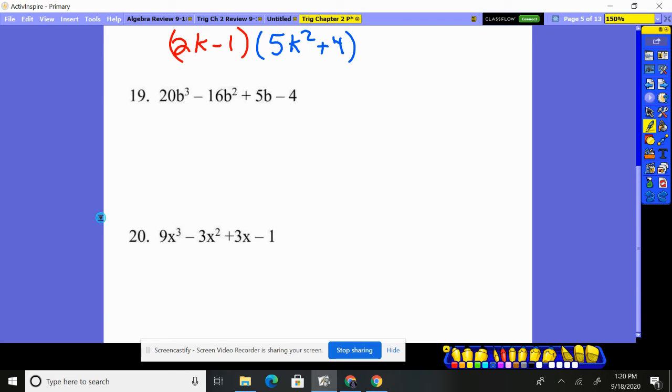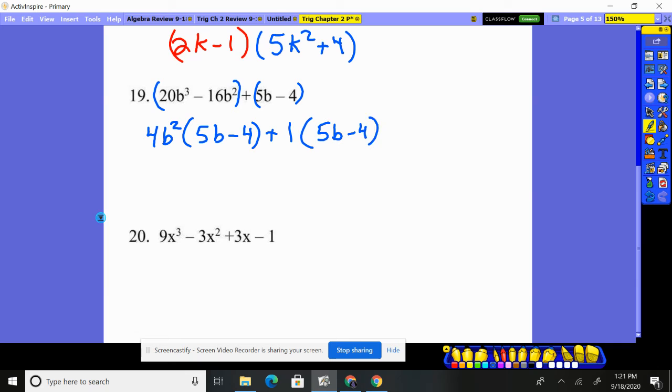Number 19, well, 4 pieces looks like a grouping, so group and group. 20 and 16, a 4 can factor out. B cubed, b squared. B squared's the most that can come out. We're left behind with a 5b minus 4 plus. Now here, 5b minus 4. Nothing factors out, but what number's really here? A 1. That's the biggest mistake I see with these. And you have 5b minus 4.